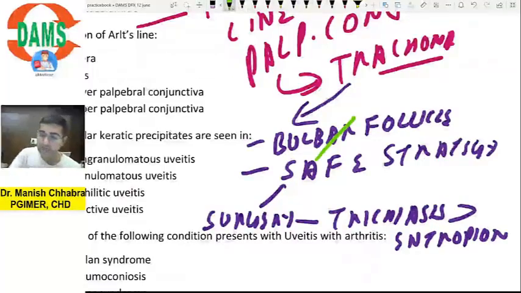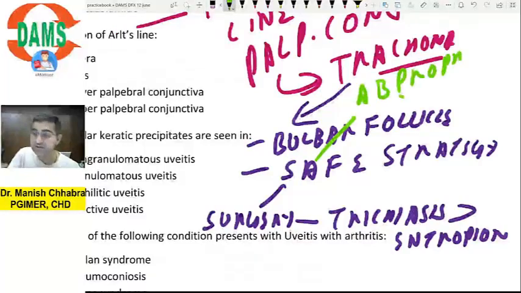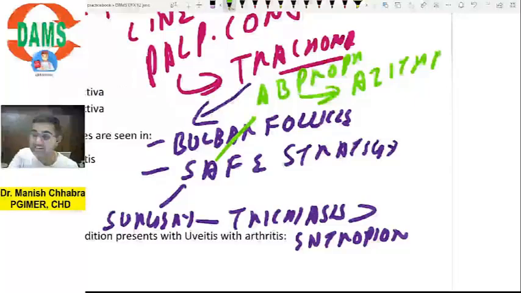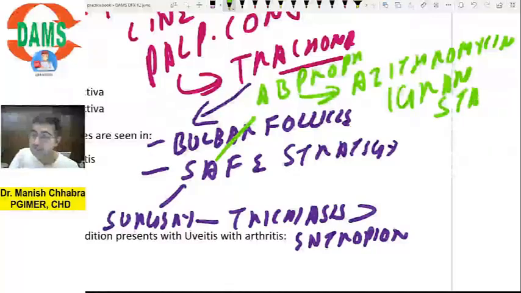A for what? A for antibiotic prophylaxis. Recently one student messaged me and asked me, sir, which antibiotic is given? My answer was azithromycin is given. Sir, what dose is given? So the dose is 1 gram single dose stat.